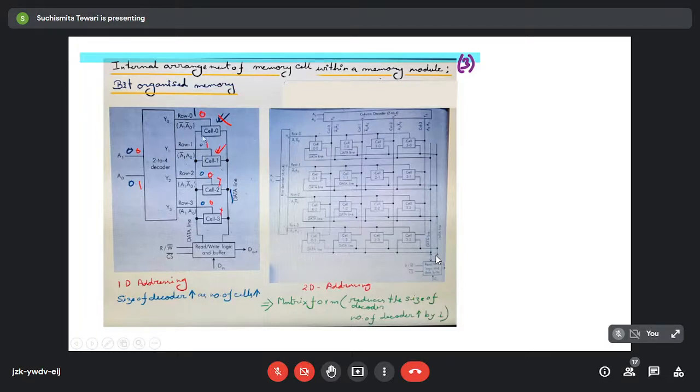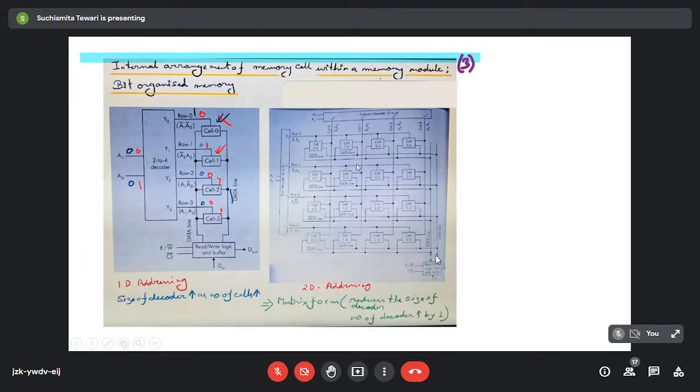Now the problem with this 1D addressing is that as the number of cells increases, the size of the decoder has to be increased. Suppose if there are 16 cells, we need maybe a 4 into 16 decoder, or if 8 cells, a 3 to 8 decoder. But sometimes it is not possible to have that big sized decoder all the time. 2 to 4 decoder is very common. Maybe 3 to 8 is also very common. But what about more than that? They are not very commonly available. So to overcome this problem, from 1D addressing, 2D addressing has been adopted.